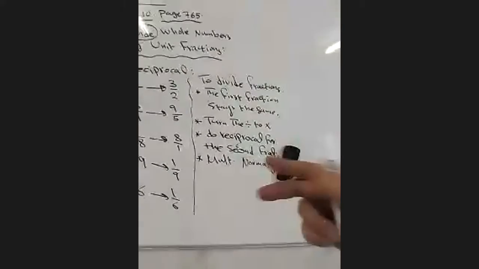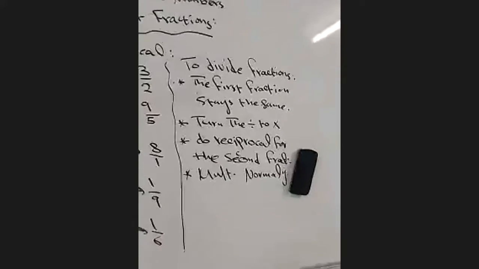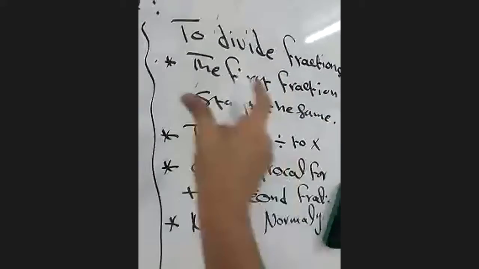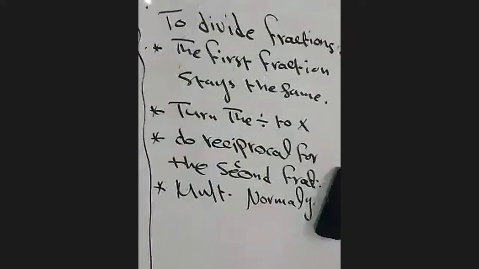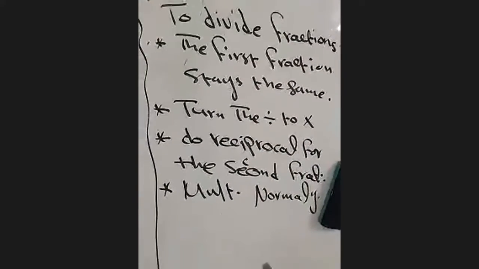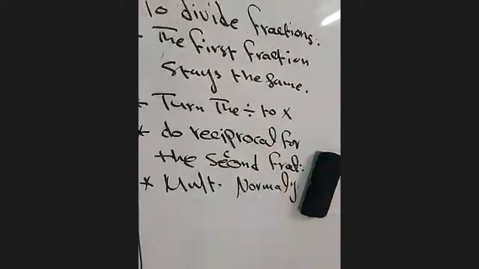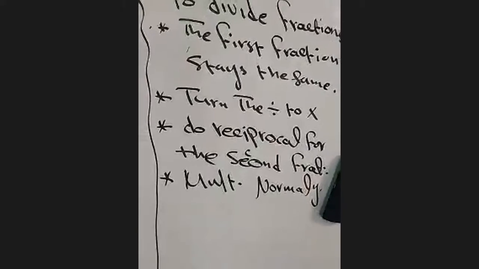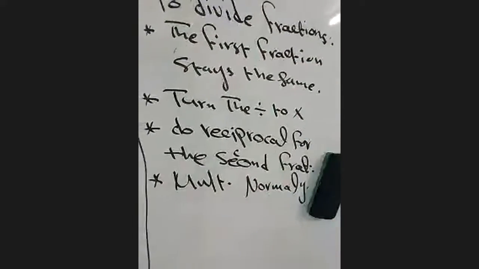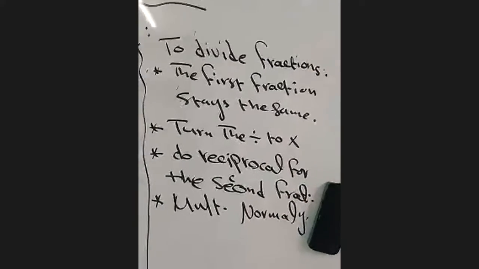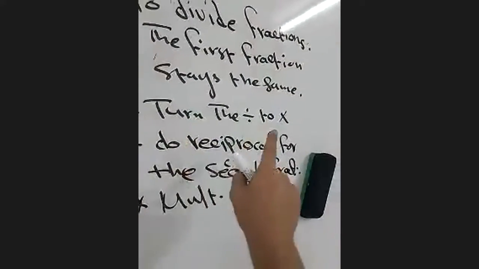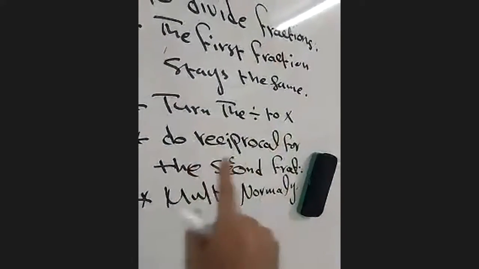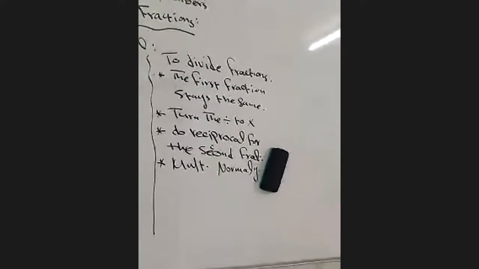So we have 4 steps for the division. First step, the first fraction stays the same. Second step, we turn the division to multiply. Third step, we make reciprocal for the second fraction. And the last step, after we turn it to multiply, we multiply normally. So actually, to divide the fractions, we turn it to multiply by the reciprocal of the second fraction.